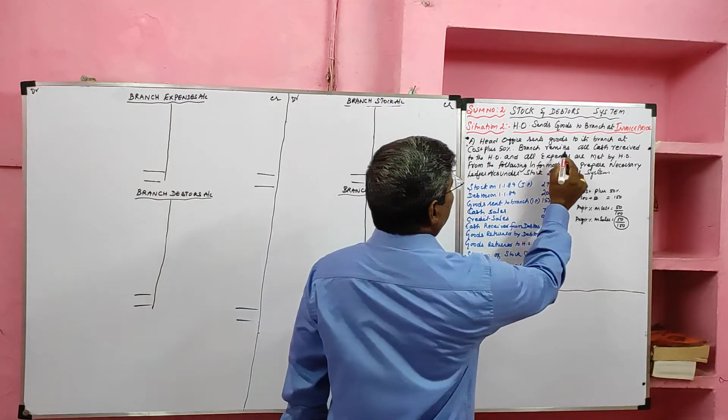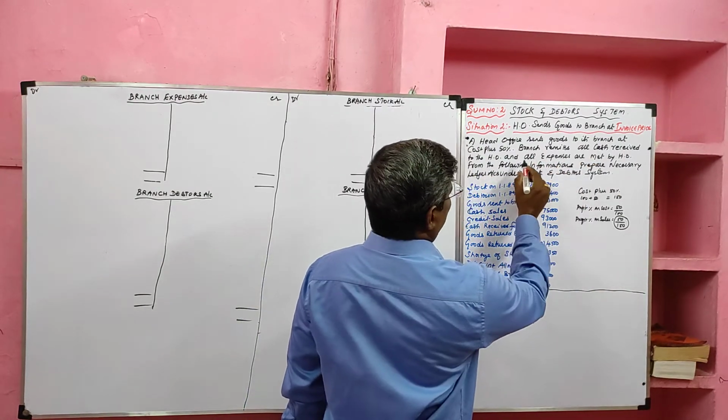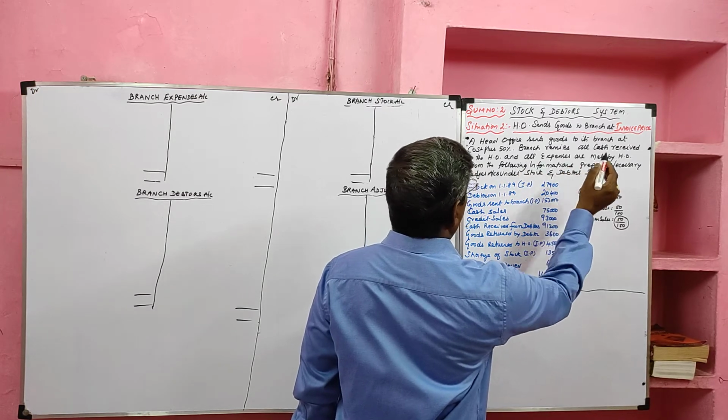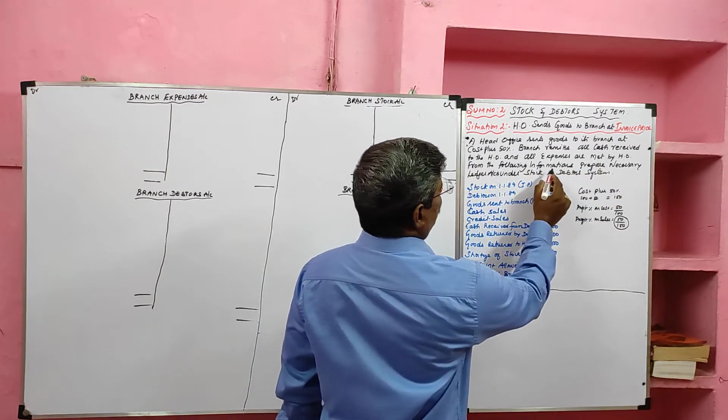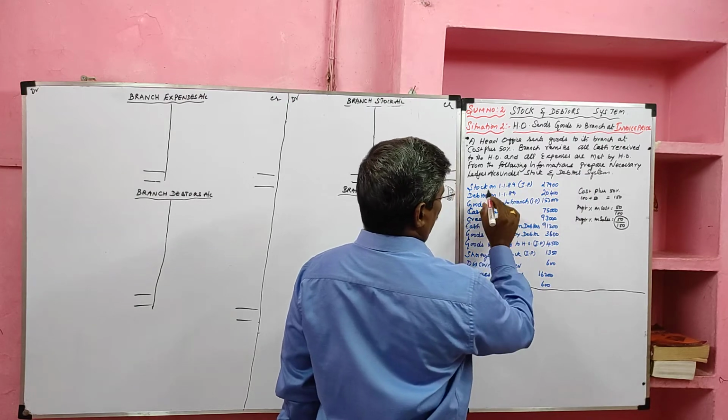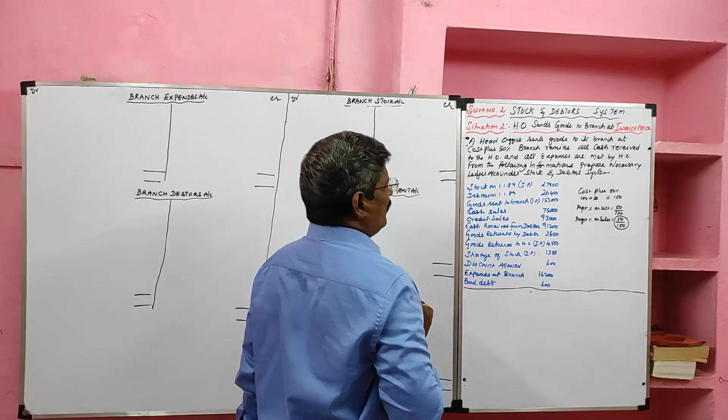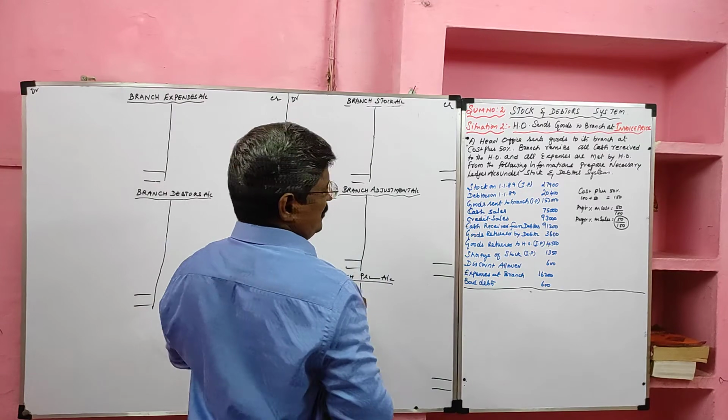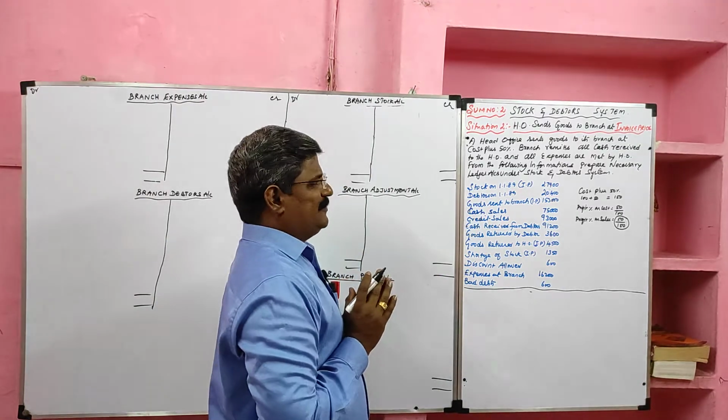Branch remits all cash received to the head office and all expenses are met by head office. From the following information, prepare the necessary ledger accounts under the stock and debtor system. First, we are going to prepare the branch expenses account. For that, we will take branch expenses.